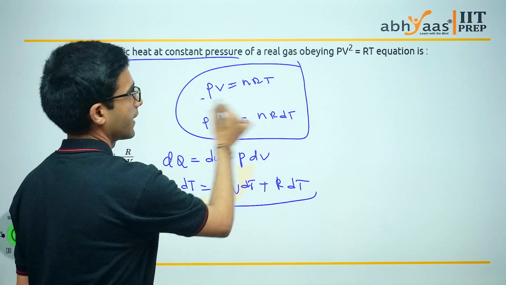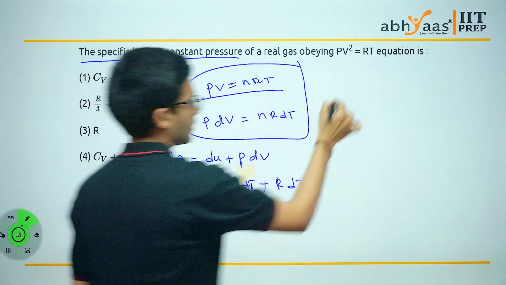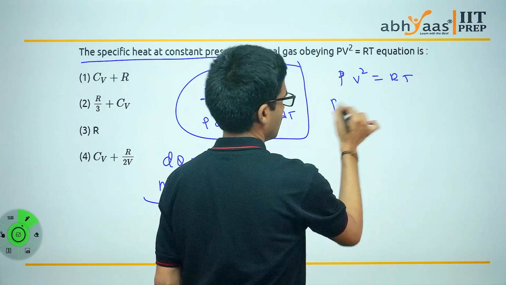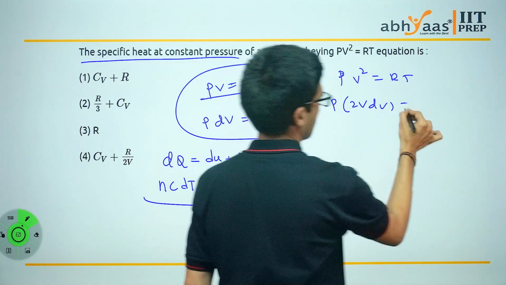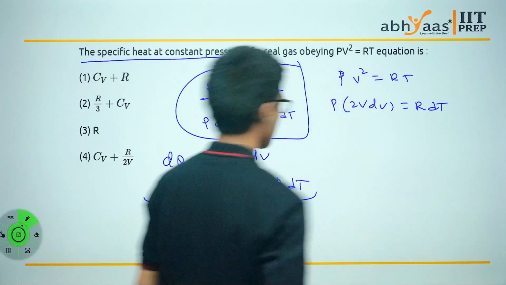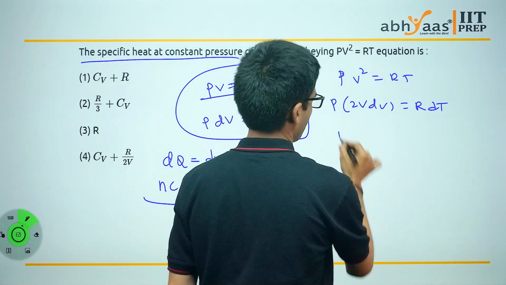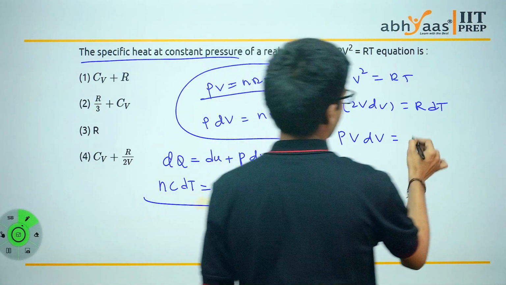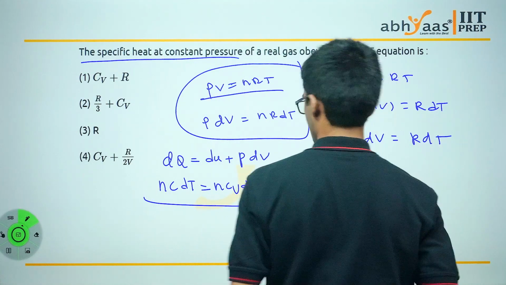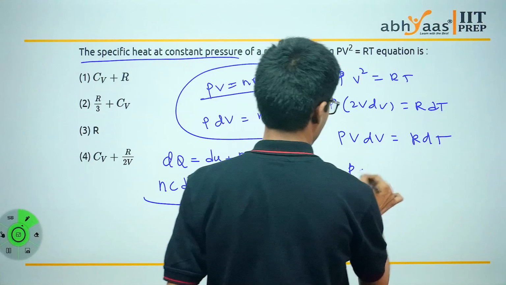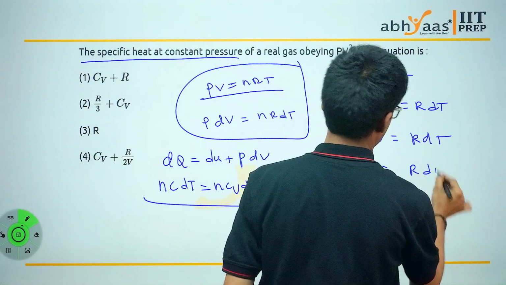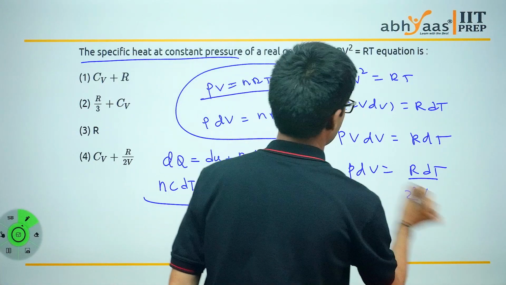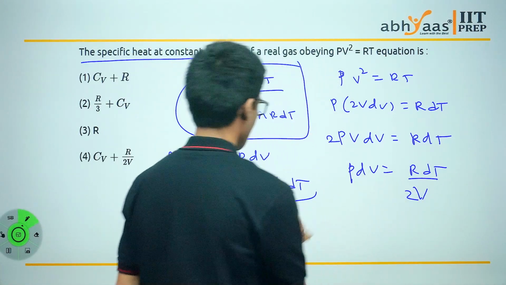But here the expression is PV square equal to RT. For that you need to differentiate PV square equal to RT. P into 2V dV is equal to R dT. So then PV dV equal to R dT. Then P dV, if you want to know, is R dT by 2V. So you just replace that.